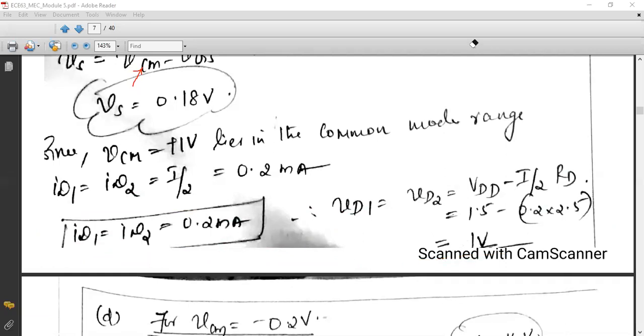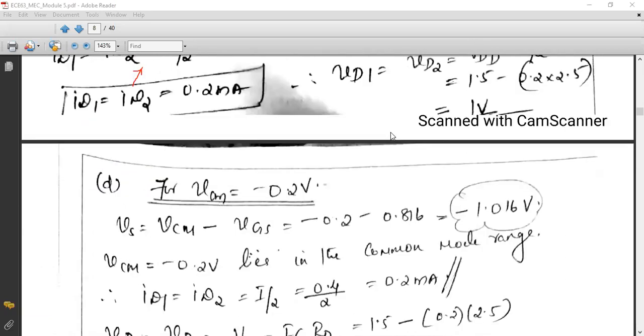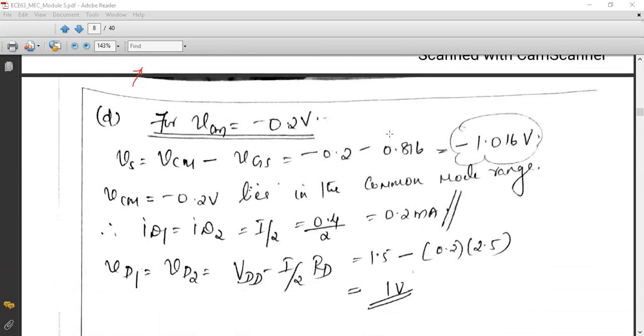Okay. Now repeat the same steps for the next case, for a negative value also. For VCM is equal to negative 0.2.